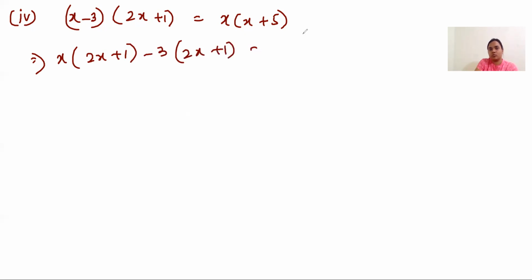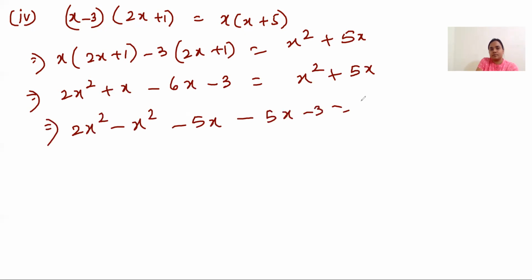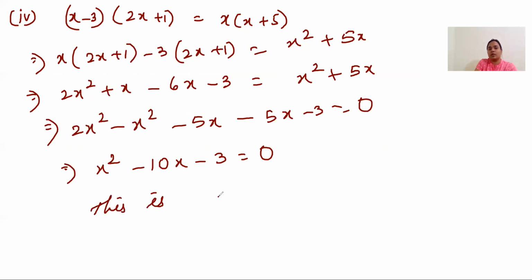I hope you are able to solve all the questions now because all the questions are based on the same techniques. We just have to solve the equations and bring it into the basic form of quadratic equation. So now you can tell just by seeing here that this is a quadratic or not. This is ax square plus bx plus c is equal to 0. So this is a quadratic equation.